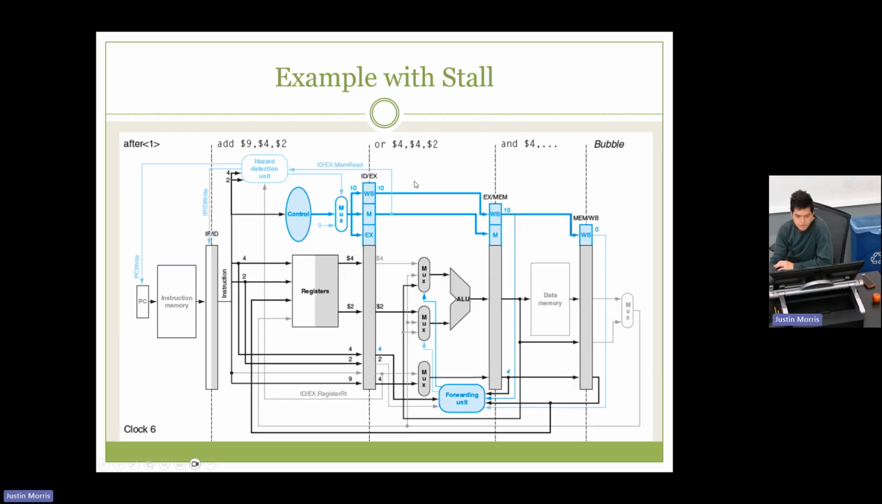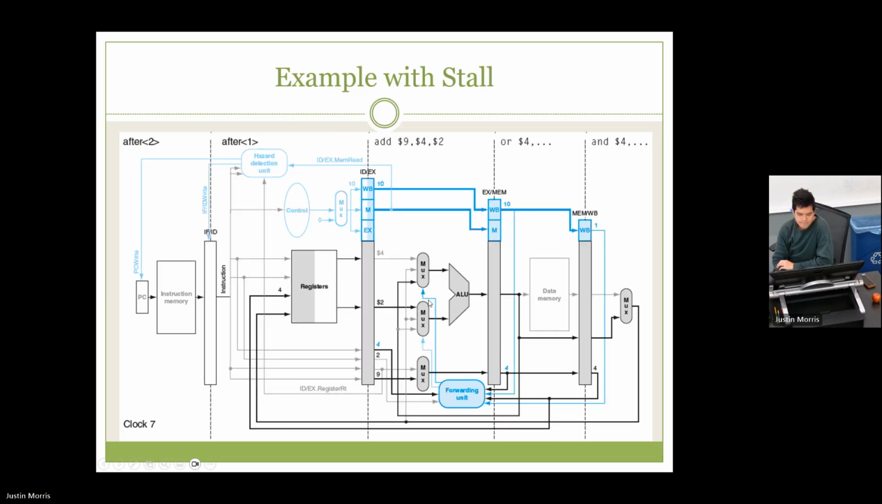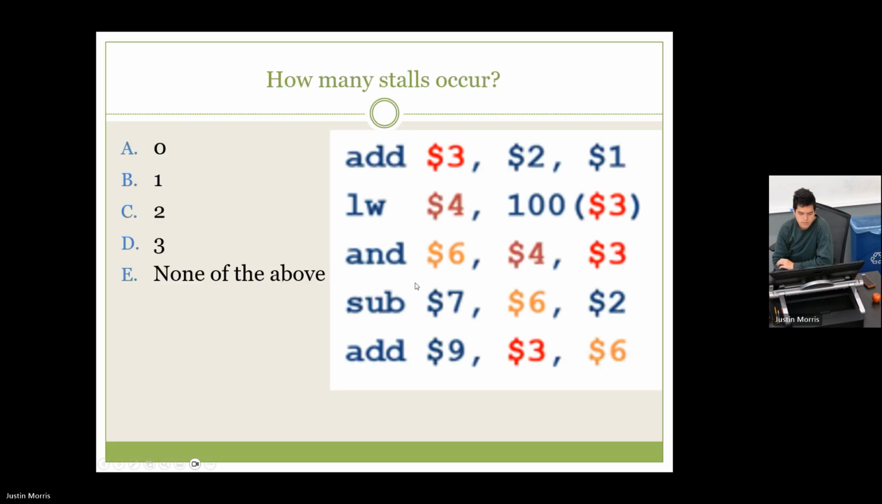And then for the or, we forward from this register to get our correct register 4. And then for the add, we forward from this register because this is the newest value of register 4. Even though the and is also register 4, we forward the newest value of register 4 to the execute stage here.